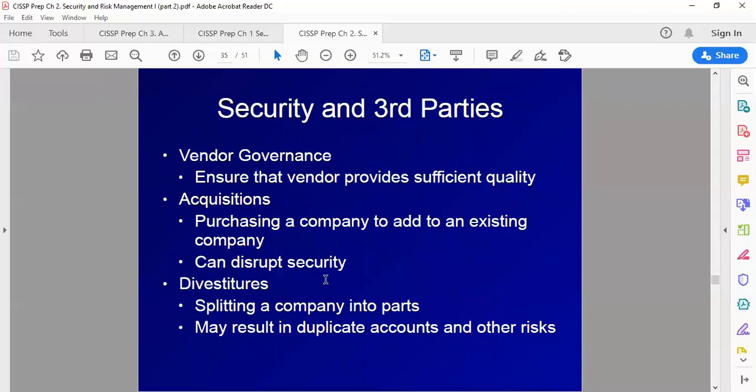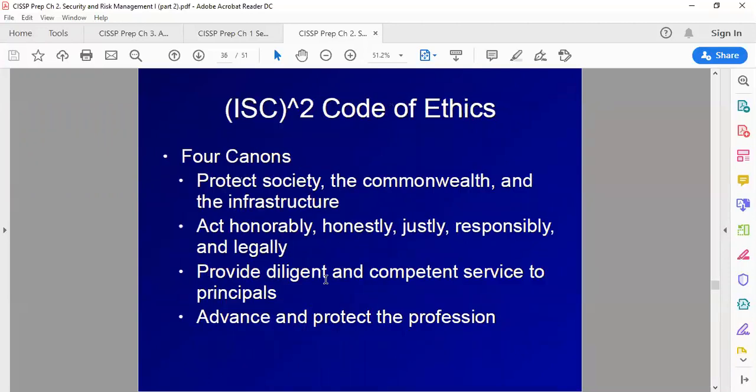Okay, third party security and vendor governance, acquisitions and divestitures, and splitting a company into parts may result in duplicate accounts and other risks. So there are multiple things you will find. The (ISC)² code of ethics has four canons: protect society, act honorably, provide diligent and competent service to principals, and advance and protect the profession.